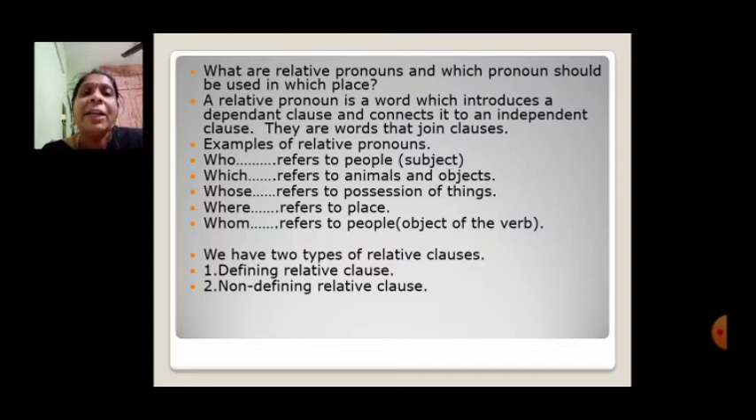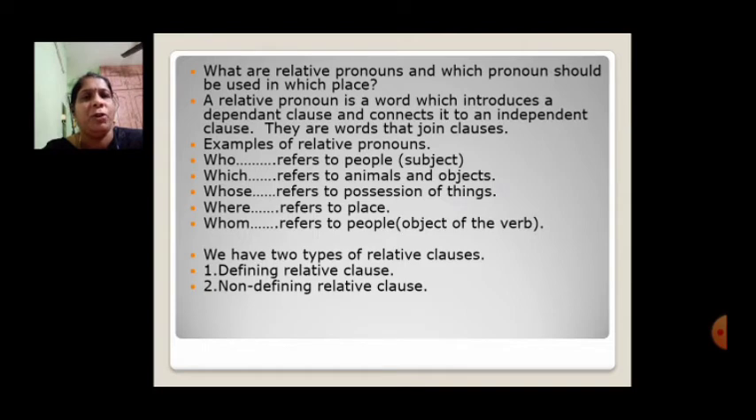Okay, this relative pronoun which we use in a sentence joins a dependent clause to an independent clause and forms a complete sentence. It can be a complex sentence or a compound sentence. Okay, that we will see later on. We have 3 different types of sentences, but as of now we will learn that a relative pronoun connects a dependent clause and an independent clause. So they are words that join the clauses.